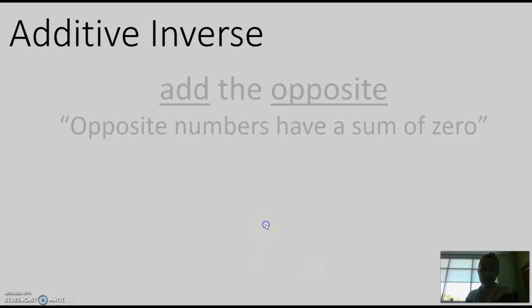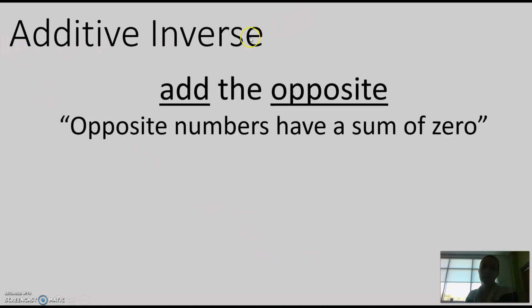Additive inverse. Additive inverse, we can think add the opposite. Opposite numbers have a sum of 0. So looking at this problem here, our first term stays exactly the same, -2, but then we're going to change our subtraction to addition, and then we need the opposite of our second term. So in this case, -2 minus 4 would become -2 plus -4.